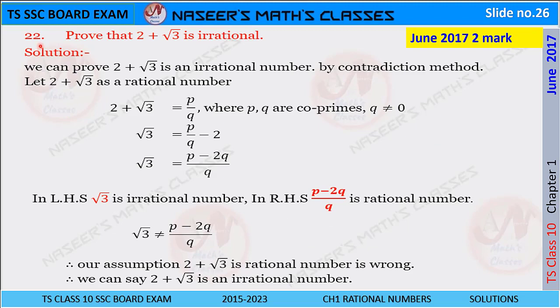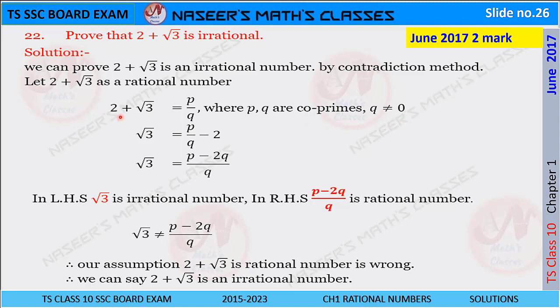Solve 22nd question. Prove that 2 plus root 3 is irrational. This is for 2 marks June 2017. To prove 2 plus root 3 is an irrational number by contradiction method. Let 2 plus root 3 as a rational number. Then we can write 2 plus root 3 is equal to p by q, where p comma q are co-primes and q not equal to 0.